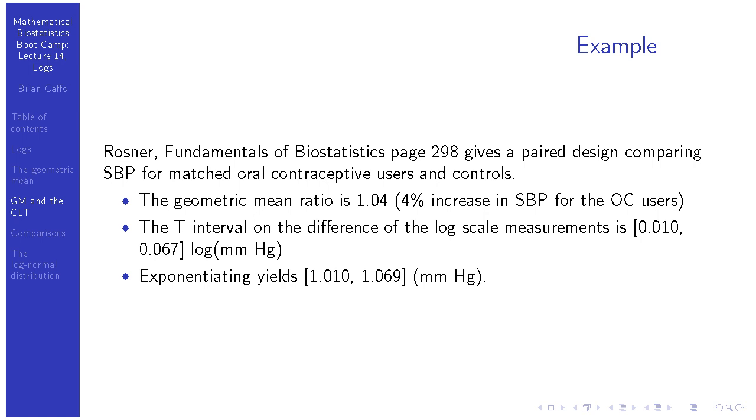By the way, if your numbers are kind of small, like in this case 0.01 and 0.067, exponentiating is about like 1 plus. If you're a math person, you take the Taylor expansion of e to the x and go out one term, and you see that it's pretty close to 1 plus. So you can exponentiate things very quickly, just by taking 1 plus.